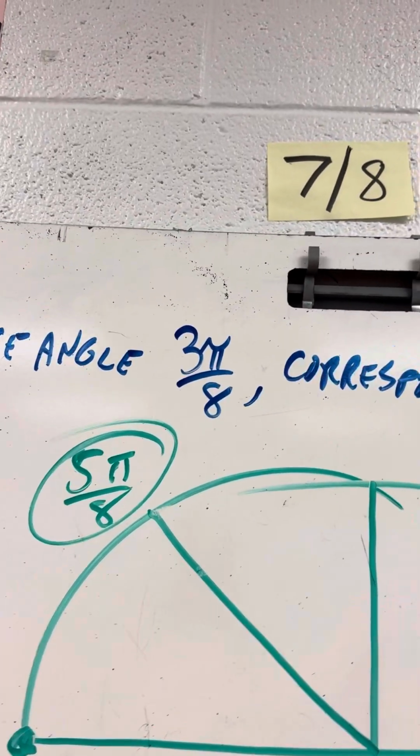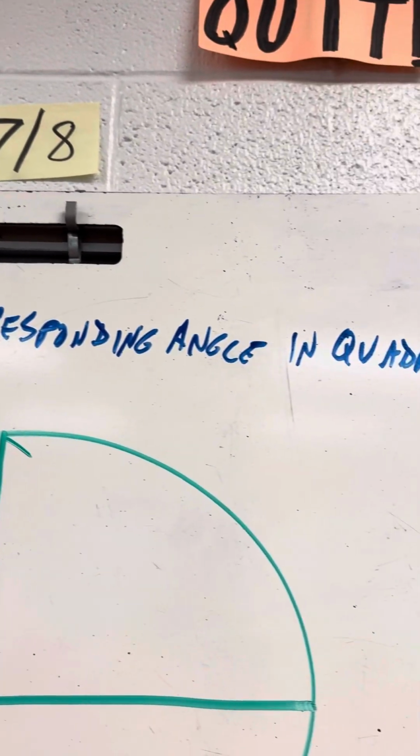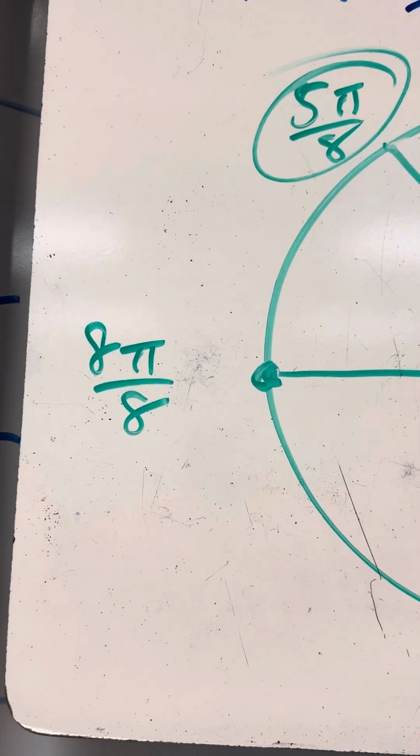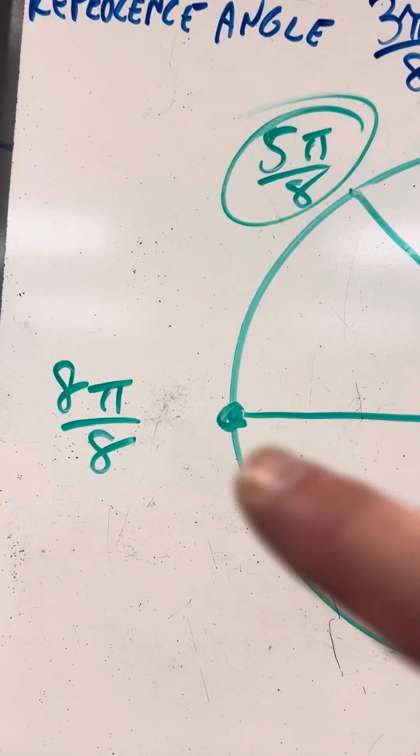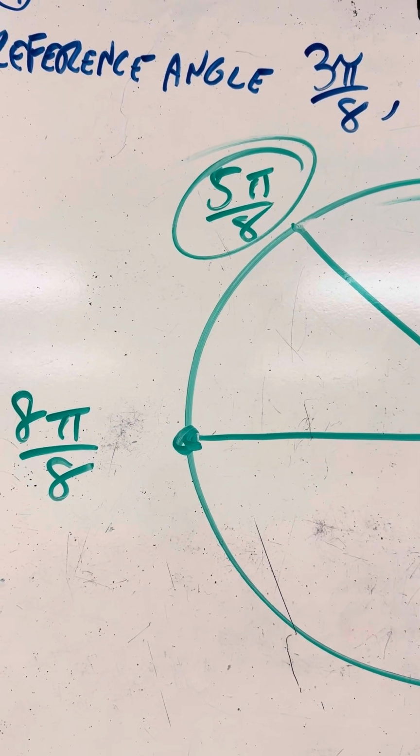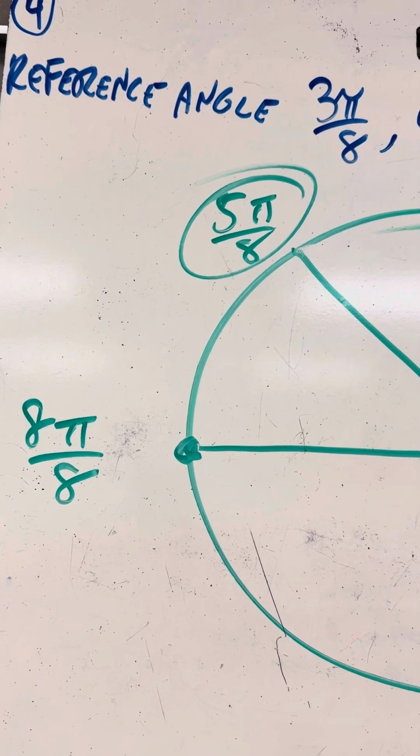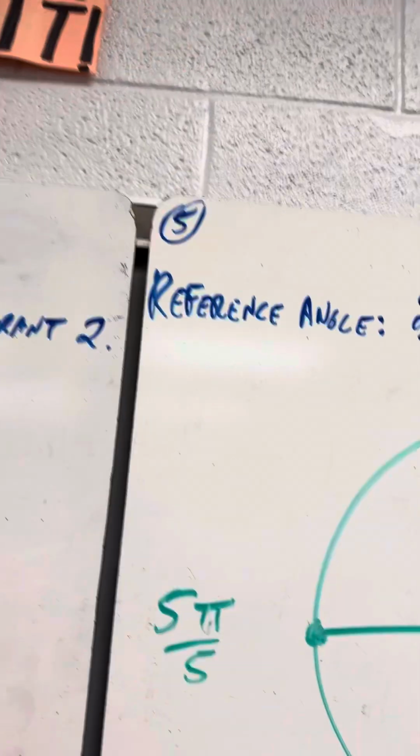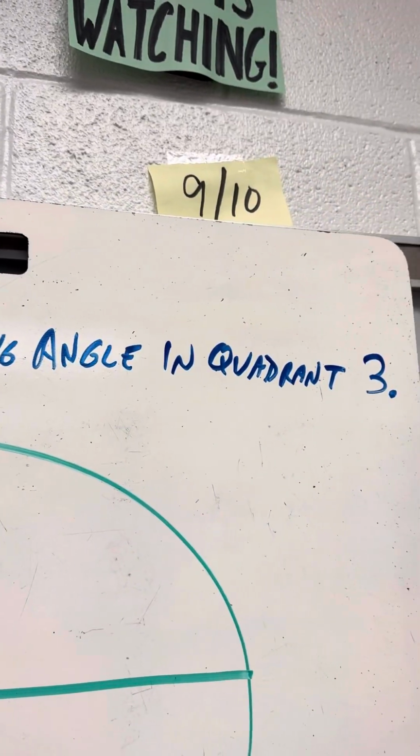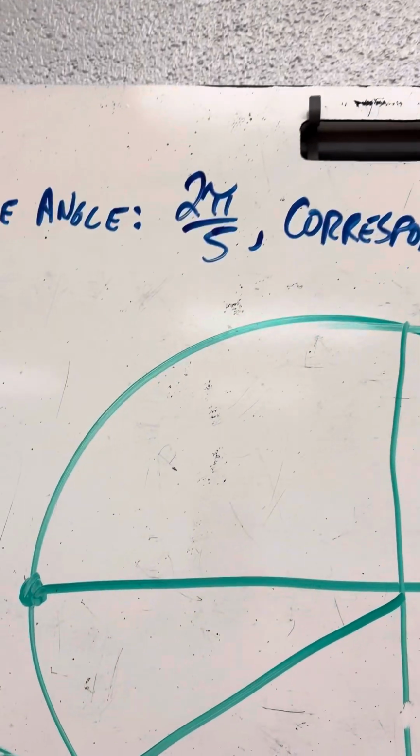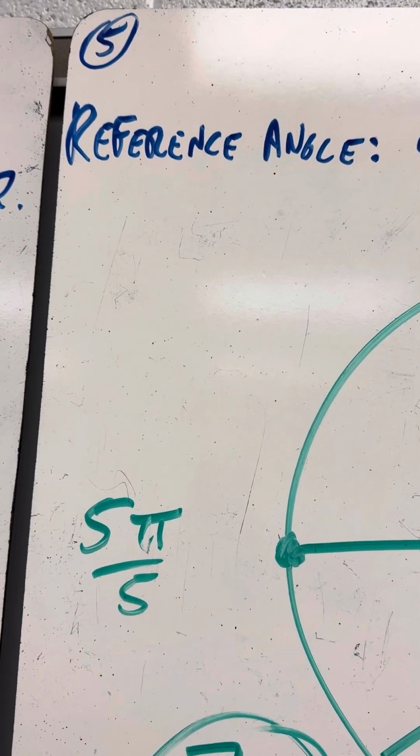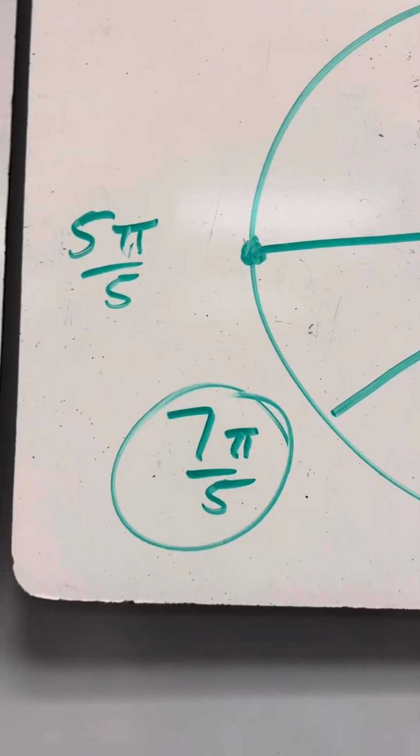Reference angle of 3 pi over 8, quadrant 2. If you're at 8 pi over 8, go 3 pi over 8, that takes you to 5 pi over 8. Easy. The reference angle is 2 pi over 5. What's the corresponding angle in quadrant 3? Here's 5 pi over 5. Go 2 more. That's 7 pi over 5.